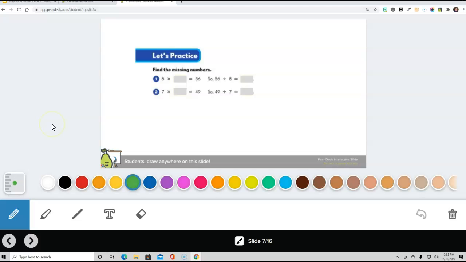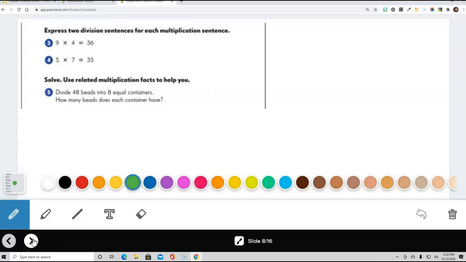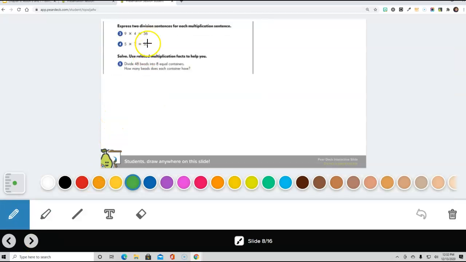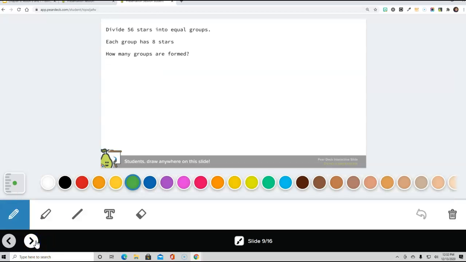Okay, so you're going to be using what you know to solve these problems. Here they want you to write 2 division sentences. So if I were to write for this one, it would be 36 divided by 4 and 36 divided by 9. And you can use all this space. And then you're going to solve this problem, dividing 48 beads into 8 equal containers. Dividing 56 stars into equal groups. Each group has 8 stars.